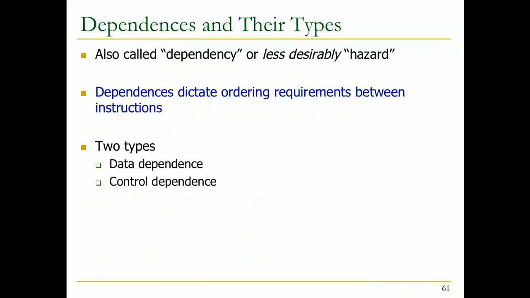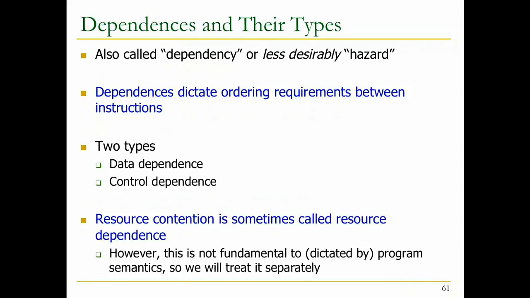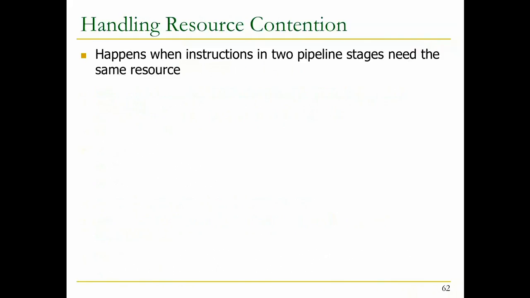There are two types of dependence: data dependence and control dependence. Resource contention is sometimes called resource dependence, but I don't like that because it's really not fundamental to the program semantics. So we'll treat it separately. Let's look at resource contention first. Basically, this happens when instructions in two pipeline stages need the same resource.